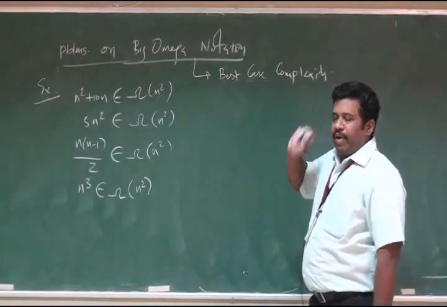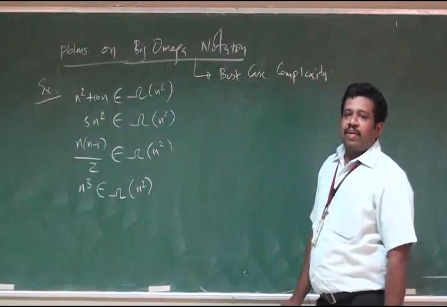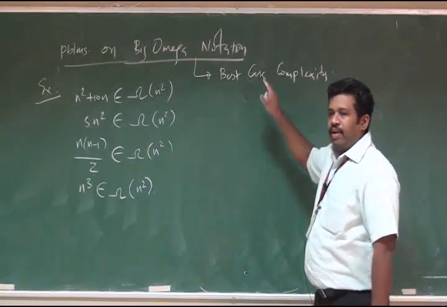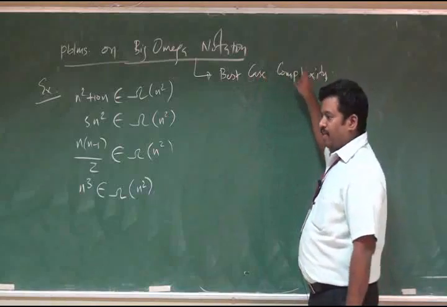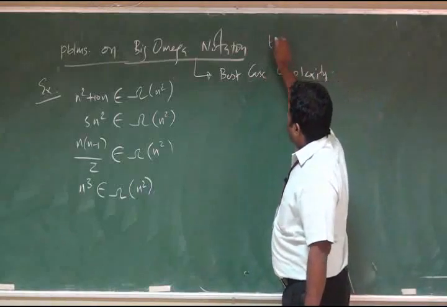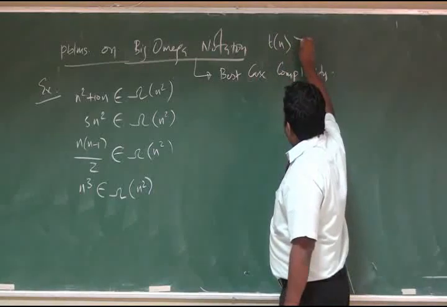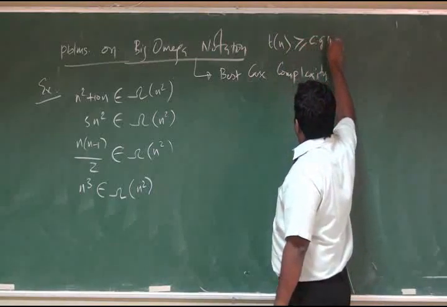Let's go for the big omega notation. Next one is problems on big omega notation. With reference to the technical definition, it is mainly used to assess the best case complexity of an algorithm. So the formulation is T of n is greater than or equivalent to C into G of n.